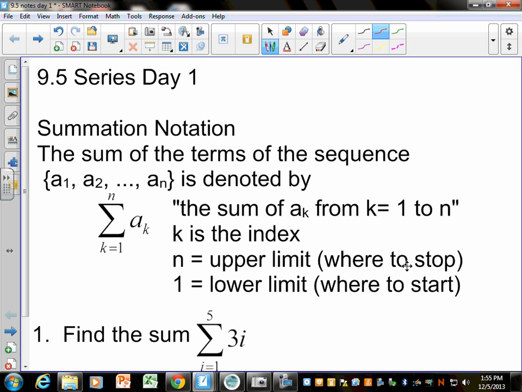n is where to stop. So if I said from 1 to 100, that would mean I would want you to add up the first 100 terms of the sequence. If n is 5, like in number 1 here, I would want you to add up the first 5 terms. Normally this starts at 0 or 1, but really you can start wherever you want. It just depends on the problem. Okay? So let's just jump in here and see what we can do.